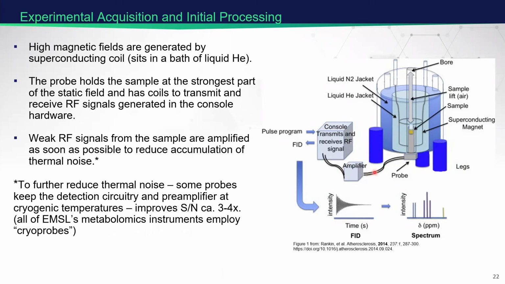In practice today, we use what are known as cryoprobes. And what this does is it keeps the detection circuitry, the coil, and the preamplifier housed in here together, and they're kept at cryogenic temperatures. And so by doing that, we boost signal to noise by 3 to 4 times, and that amounts to a huge improvement in sensitivity, and it cuts down on experiment times as well.